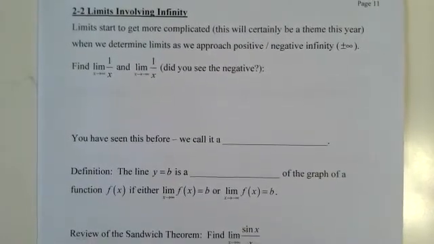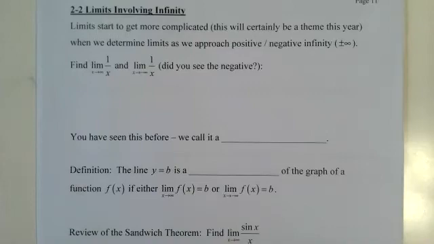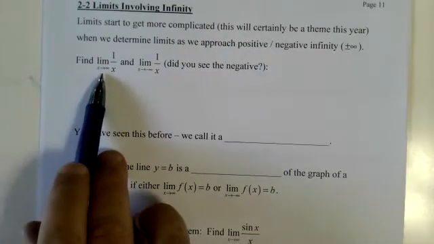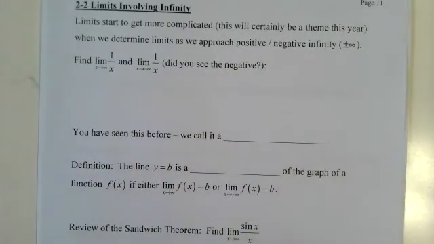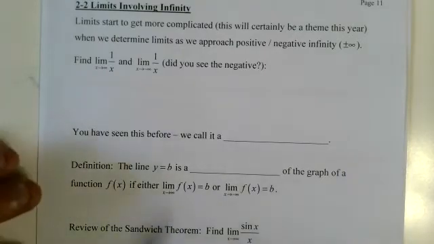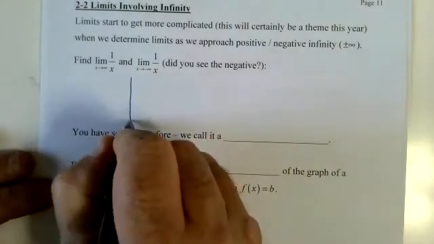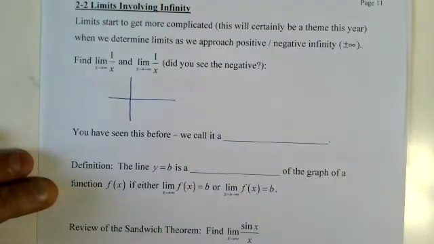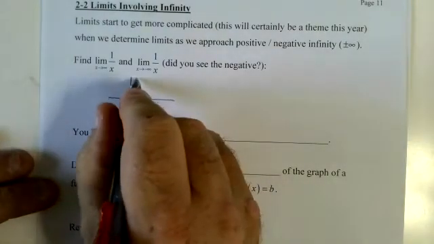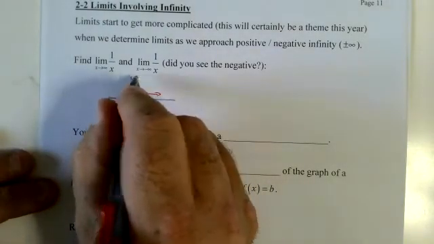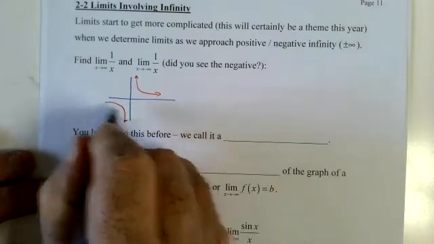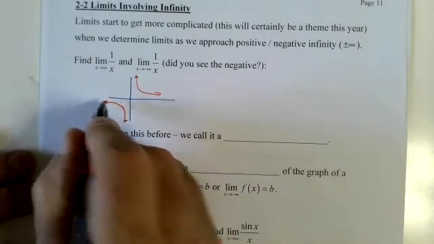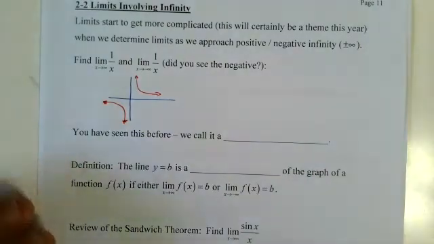Let's determine limits as we approach positive and negative infinity. Now there's two aspects to that. We can say as x approaches infinity, or as the limit approaches infinity. We'll get into that in a second. So let's say we've got a graph, and you should have 1 over x memorized. If you don't, you're handicapping yourself, but do what you've got to do.